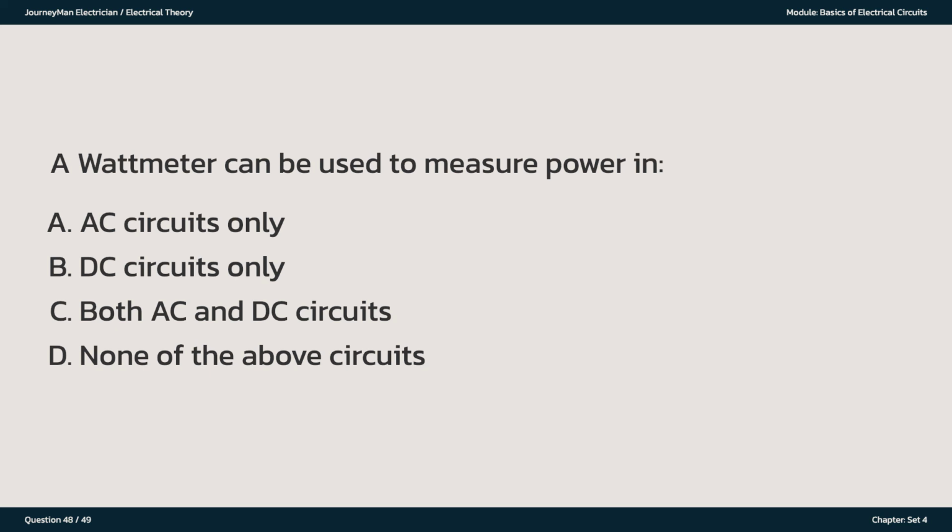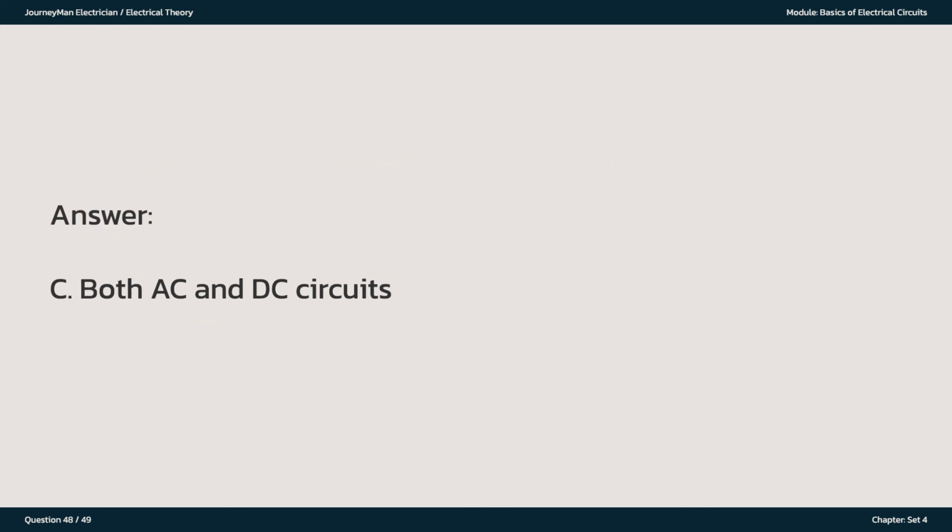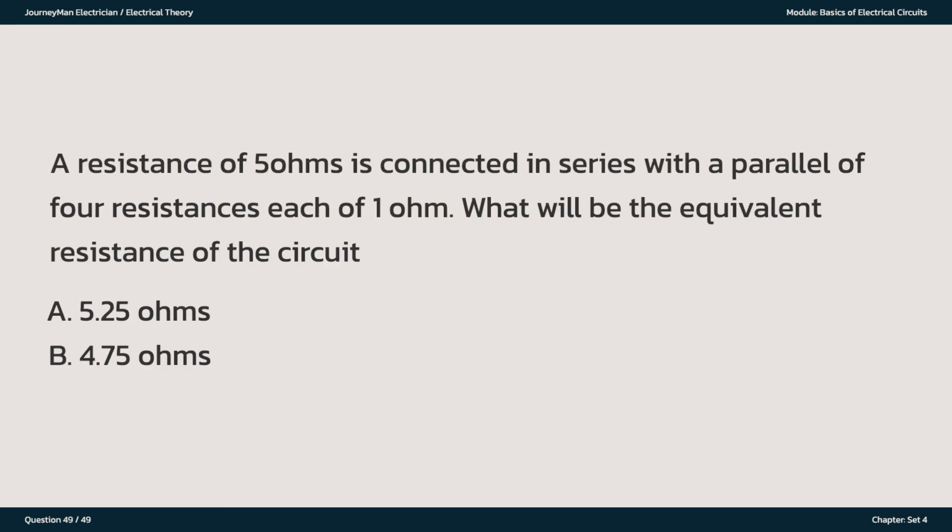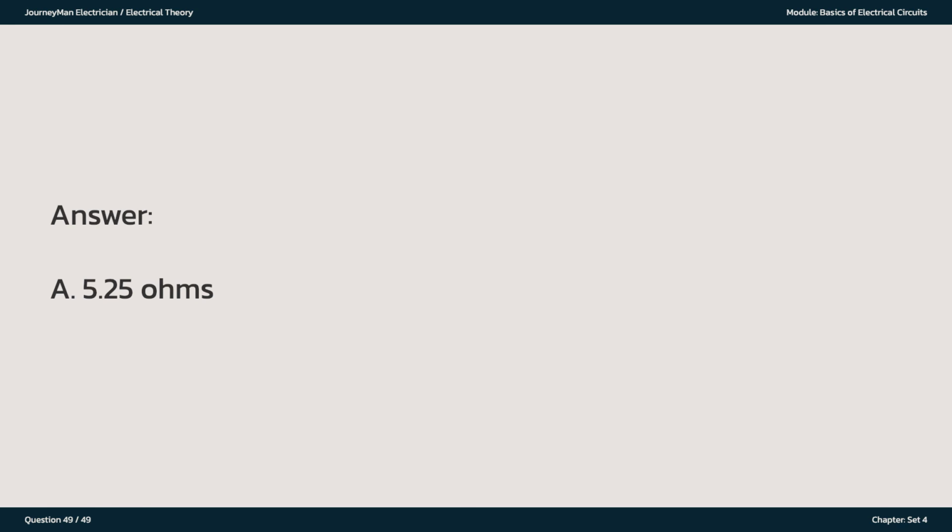A wattmeter can be used to measure power in: A. AC circuits only, B. DC circuits only, C. Both AC and DC circuits, D. None of the above circuits. The answer is C. Both AC and DC circuits. A resistance of 5 ohms is connected in series with a parallel of 4 resistances each of 1 ohm. What will be the equivalent resistance of the circuit? A. 5.25 ohms, B. 4.75 ohms. The answer is A. 5.25 ohms.